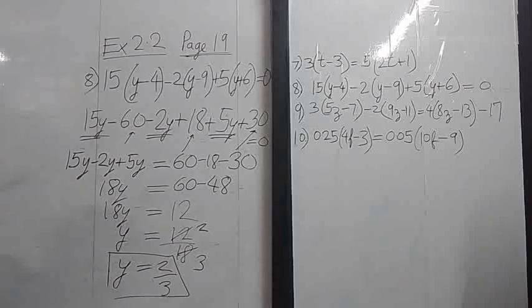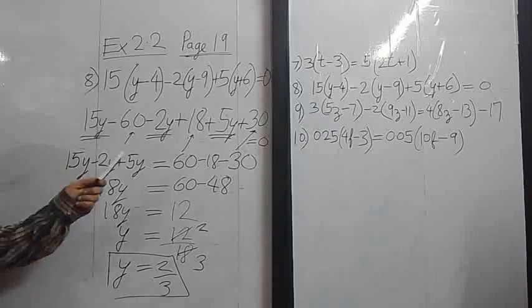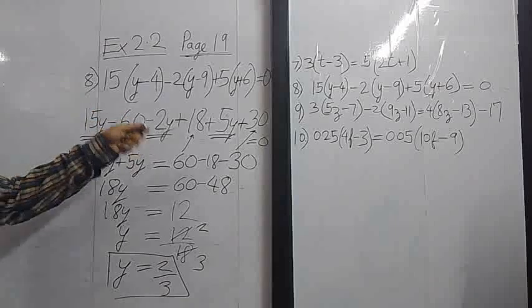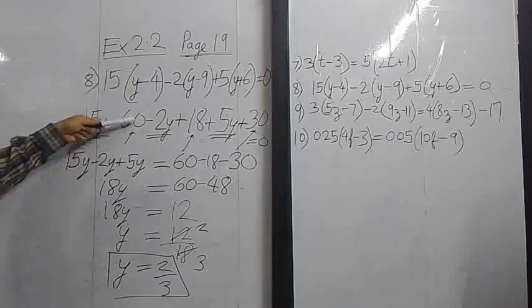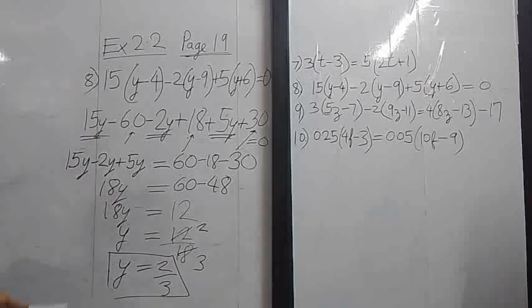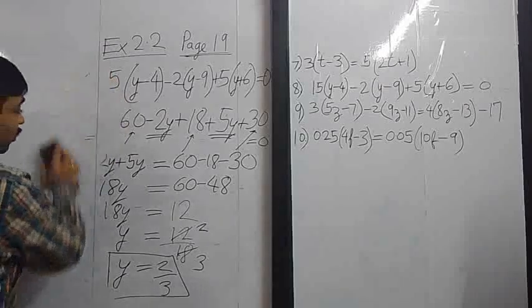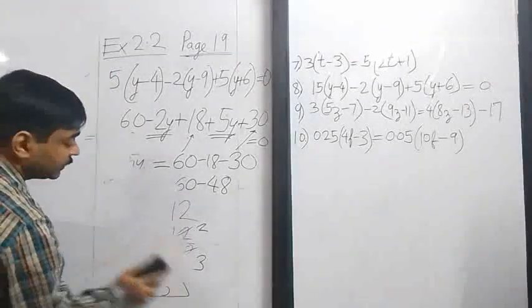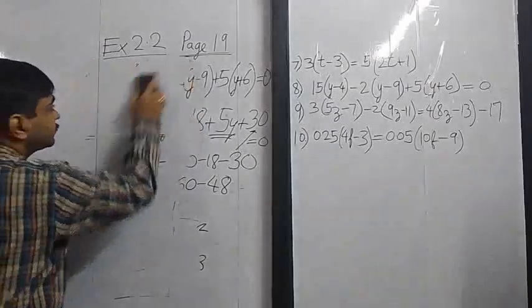15 into y minus 4 minus 2 into y minus 9 plus 5 into y plus 6 equals 0. We have solved this in 4 to 5 steps. This is the 8th equation of exercise 2.2. We go for the second last one, which is the 9th one. Let's go for it.